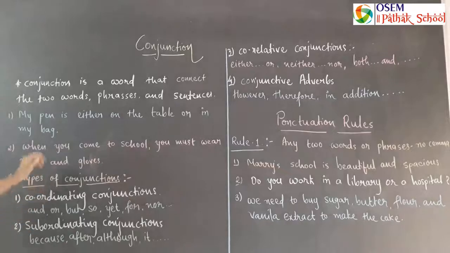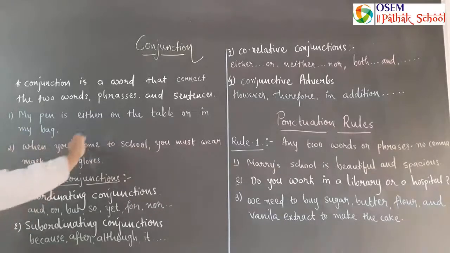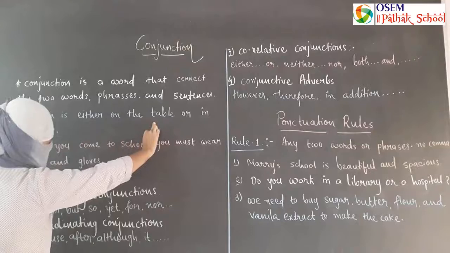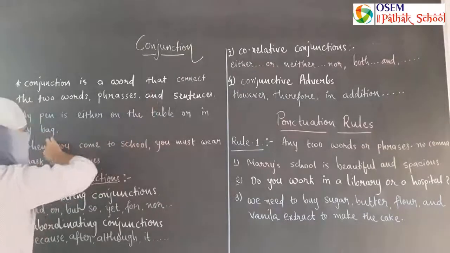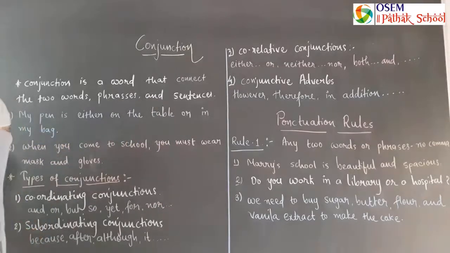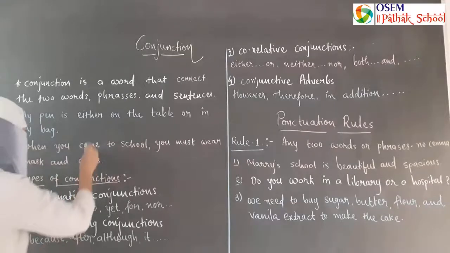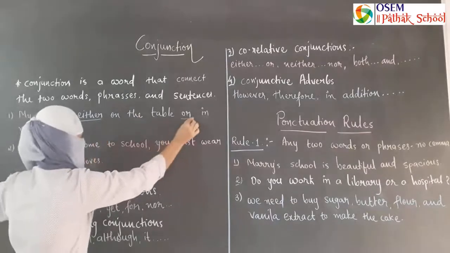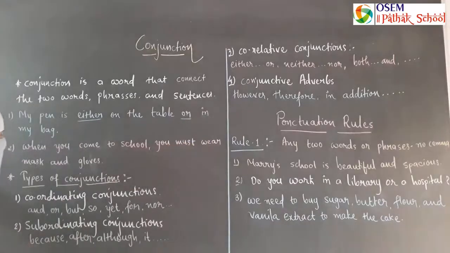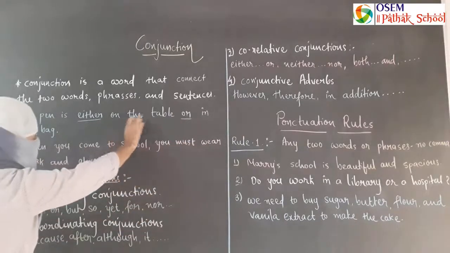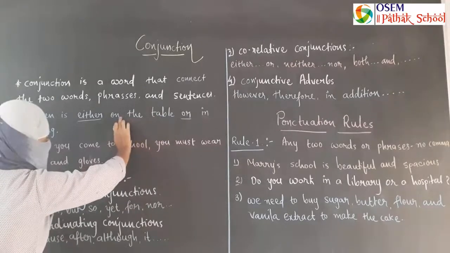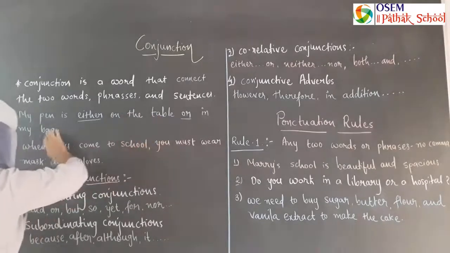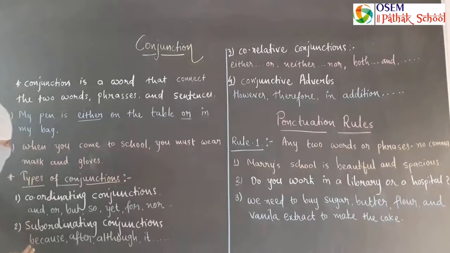Let's see the example. My pen is either on the table or in my bed. Can you tell me what is the conjunction here? Yes, either or. It connects two clauses, on the table or in my bed.